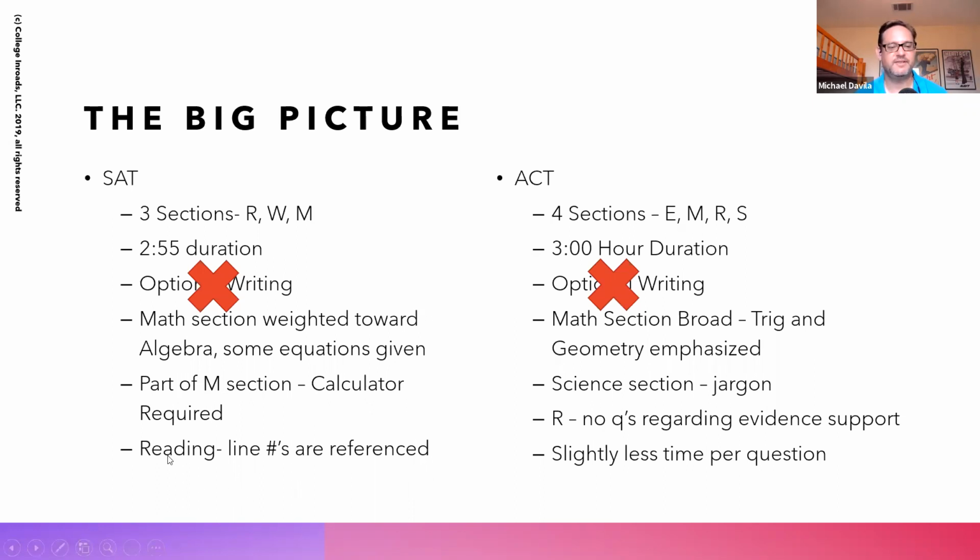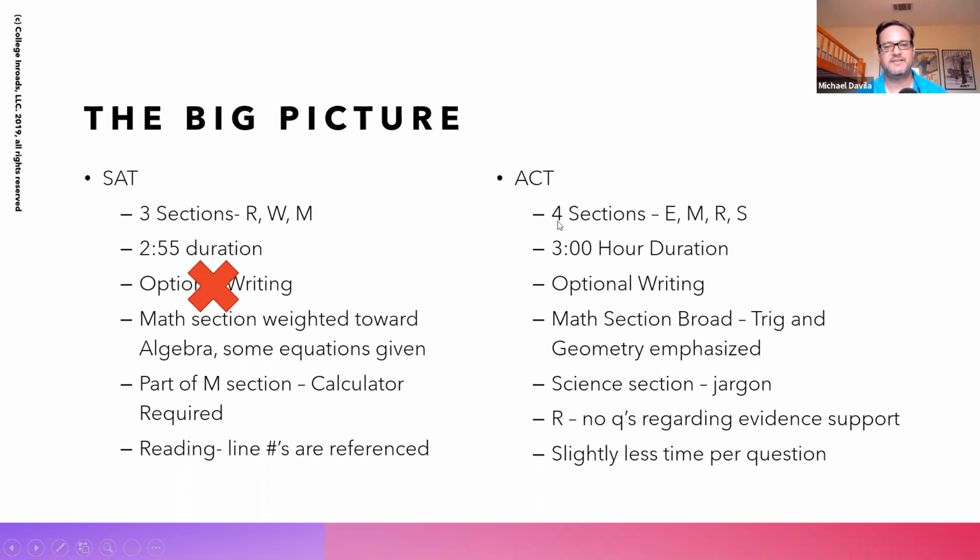And then the other difference I would say on the SAT versus the ACT is that in the reading section, the line numbers are actually referenced. When they start to ask you questions in the reading passage, they're going to say, hey, go back to line number 24. What is the author referring to here, or whatnot? So that can be very helpful for some students, especially those who might have learning differences and have a harder time digesting large reading passages.